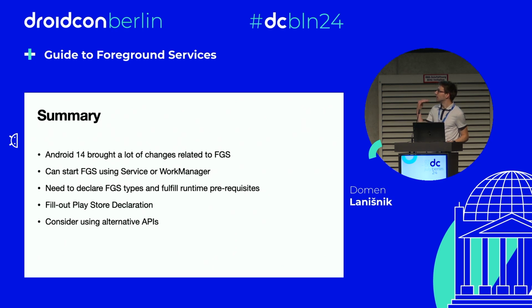So the recommendation is still that if you're building a new app and you're thinking of using a foreground service, try to use any of the alternative APIs instead. Because based on history, there are more and more restrictions related to foreground services, and it's most likely to continue, because I guess Google does not want developers to do work in the background.